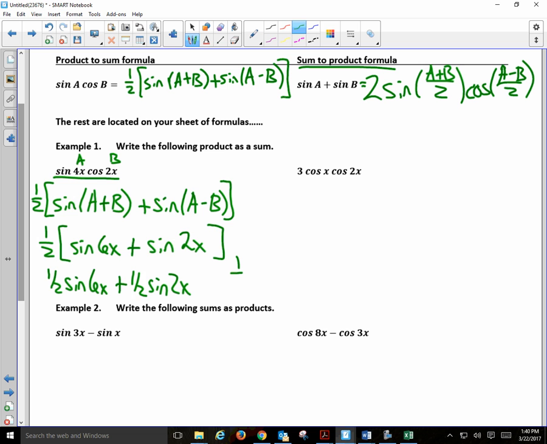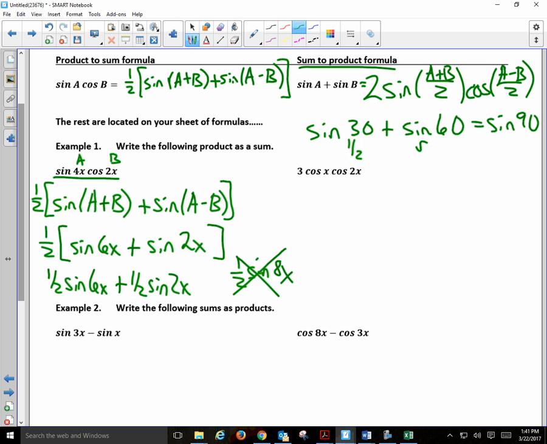But this is not 1/2 sine of 8x. That's totally illegal. Can't do it. That's like saying that the sine of 30 plus the sine of 60 is equal to the sine of 90. Sine of 30 is 1/2. Sine of 60 is root 3 over 2. And the sine of 90 is 1. That is not true, is it? No, it does not work like that, folks.